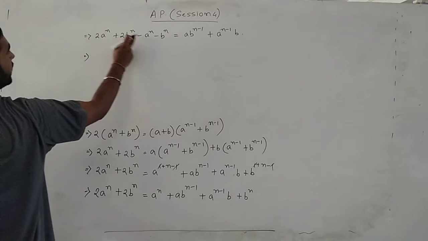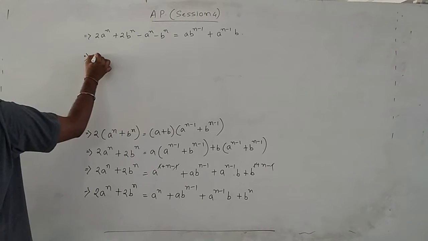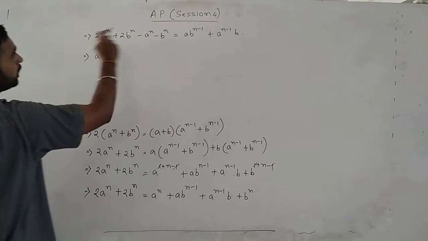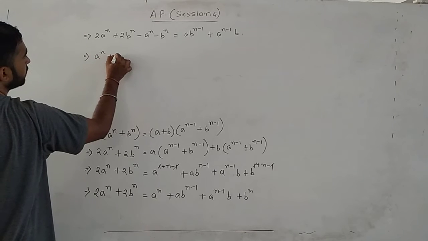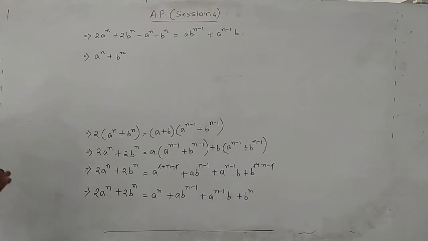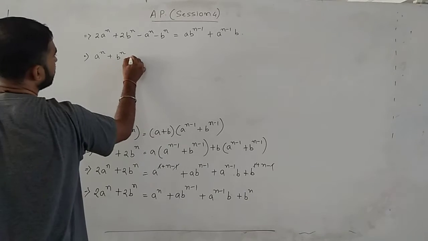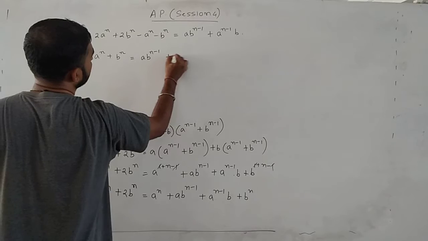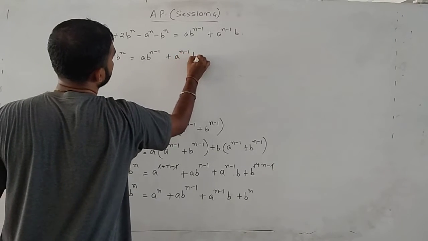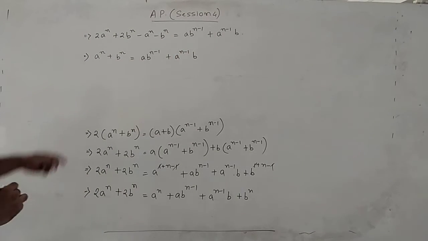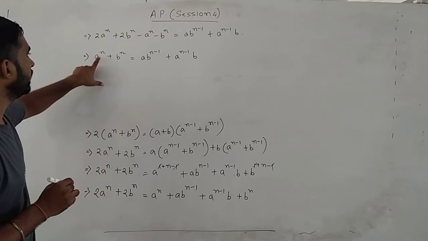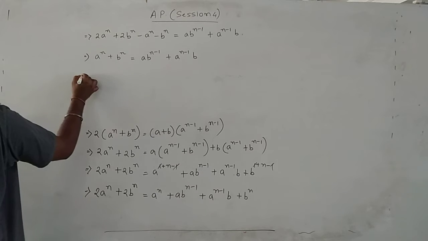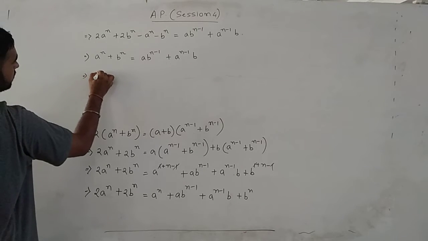Twice a to the power n minus a to the power n is equal to a to the power n. Twice b to the power n minus b to the power n is equal to b to the power n. So a to the power n plus b to the power n equals a b whole to the power n minus 1 plus a to the power n minus 1 b. Now again here, see here the power of a is n and here the power of a is n. So bring them together on the same side.